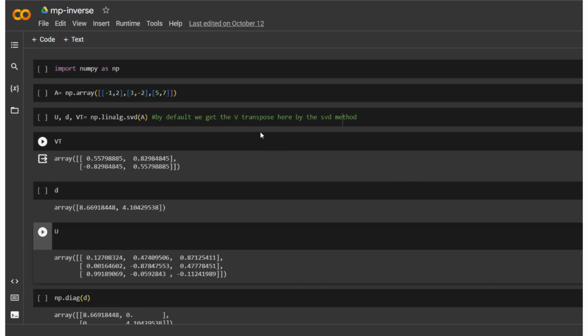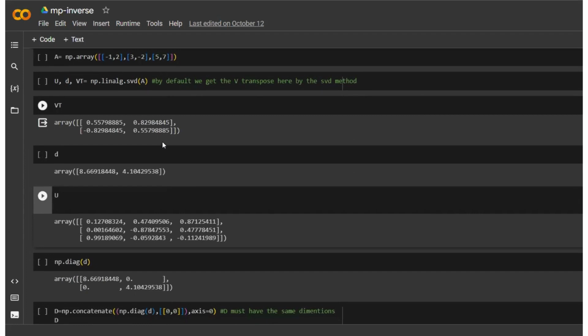Right. So let's just consider a matrix A that looks something like this. And what we're going to do is we're going to take the SVD for this. We get U, D, and by default, the SVD method gives us V transpose, right? So this is what U, D, and V transpose look like right now.